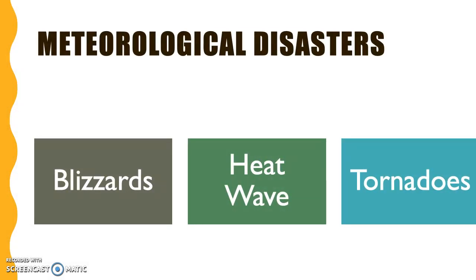Meteorological disasters are caused by extreme weather, such as rain, drought, snow, extreme heat, cold, ice, or wind. They are violent, sudden, and destructive events related to, produced by, or affecting the Earth's atmosphere. The 3 types of meteorological disasters that we are going to be talking about today are blizzards, heat waves, and tornadoes.